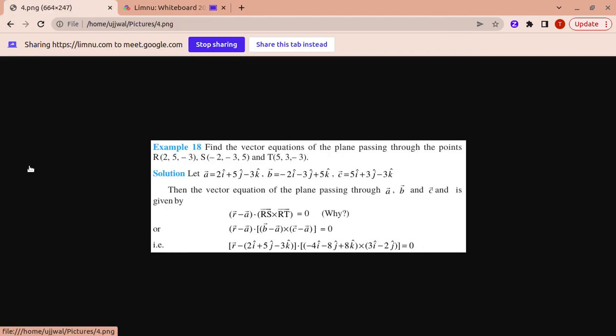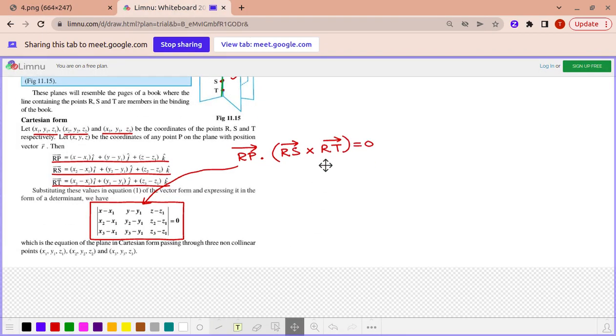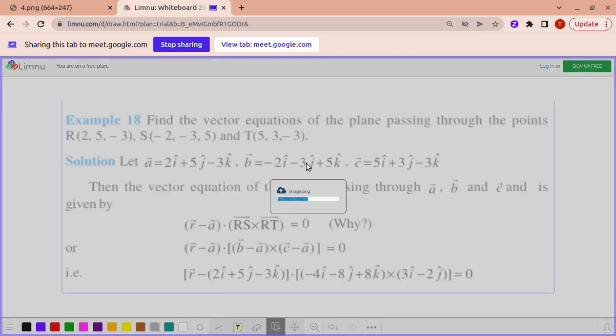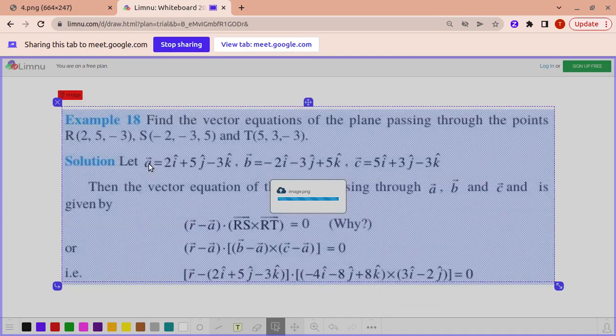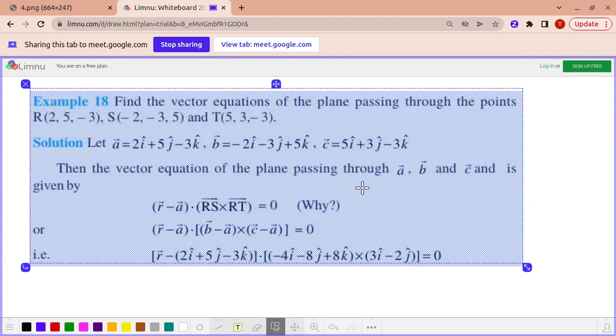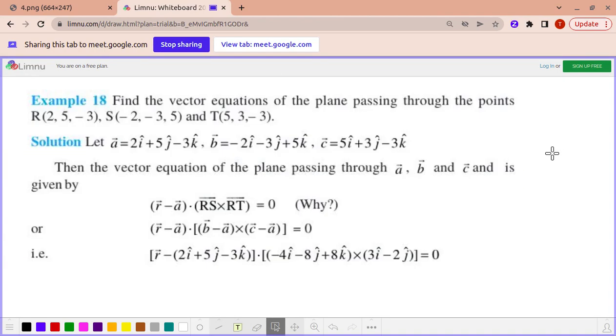Okay, and the next one we are going to discuss a couple of questions. So let me first place the question here, dear students. Please do along with me, as usually I say. So the question here is that we need to find the vector equation of the plane passing through the points R (2, 5, -3), S (-2, -3, 5) and T (5, 3, -3).